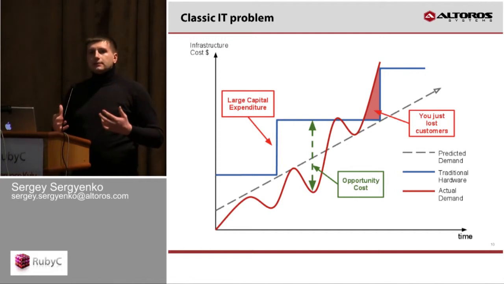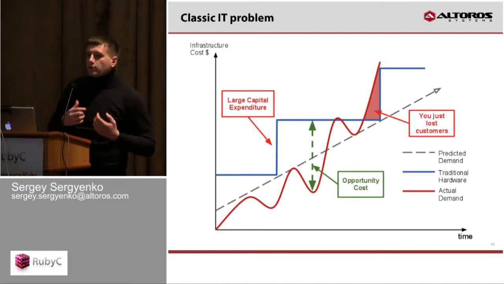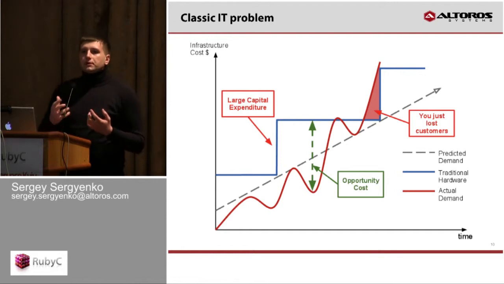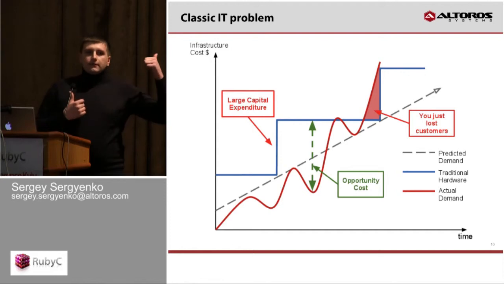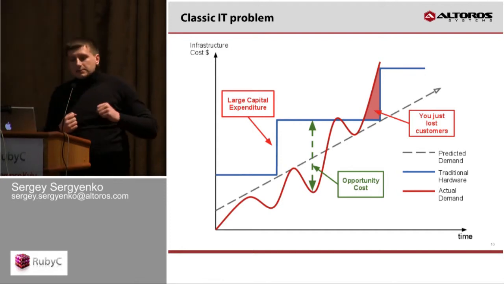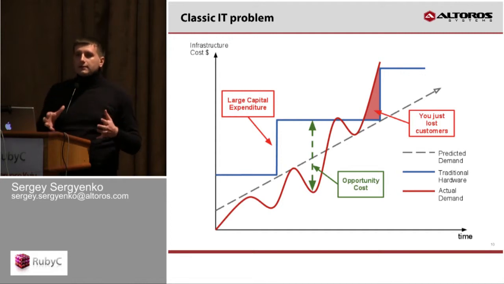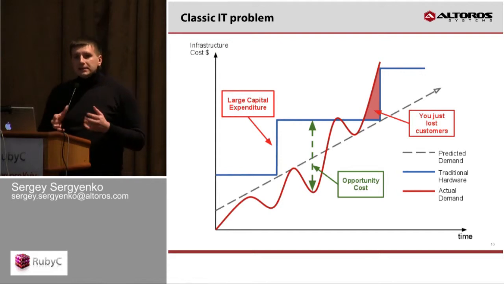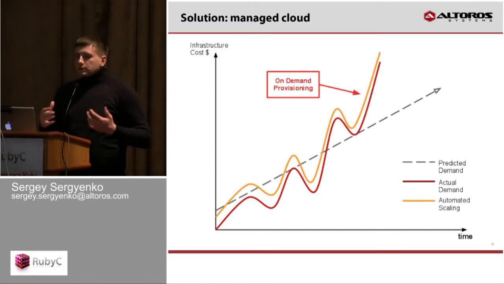And from the start, it's okay, we get enough resources to meet all the needs of our application. But later we lose an opportunity cost, because we have to pay more than we really need to use. And on the last part of this graph, we get the red triangle, and we call it a success disaster scenario. That means we have not enough resources, our server becomes unavailable, and we are losing our customers.